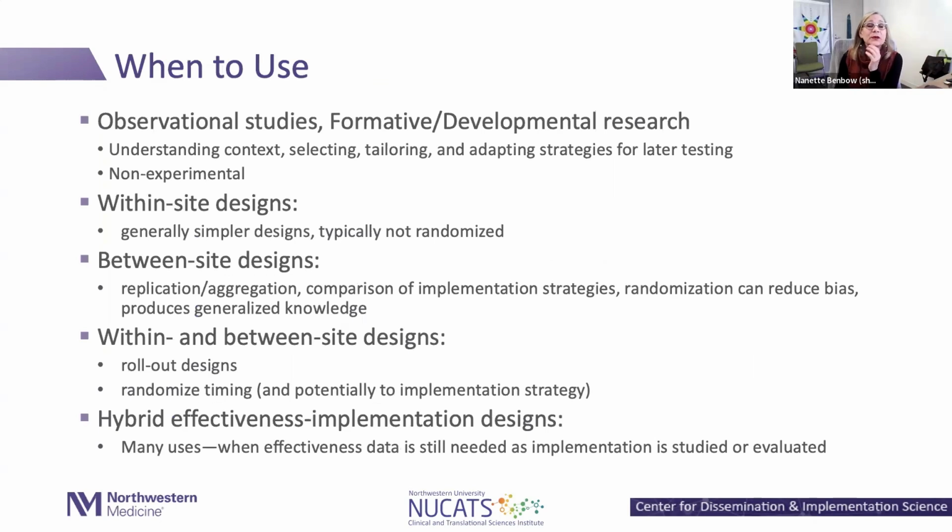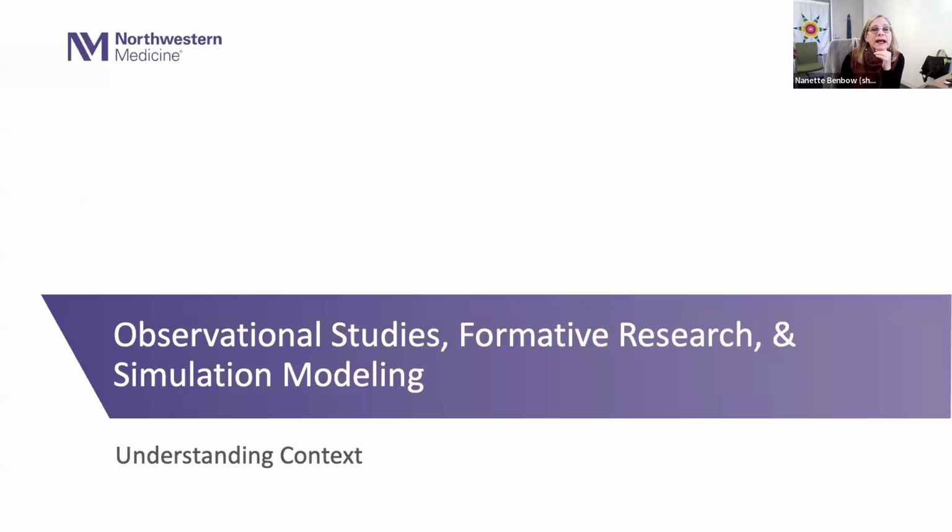So when to use? There are a number of approaches you can use. The paper really goes into detail on all of these different possibilities: observational studies, within site designs, between site designs, within and between, and hybrid effectiveness designs. I'll be covering the first two. So observational formative research. Next.